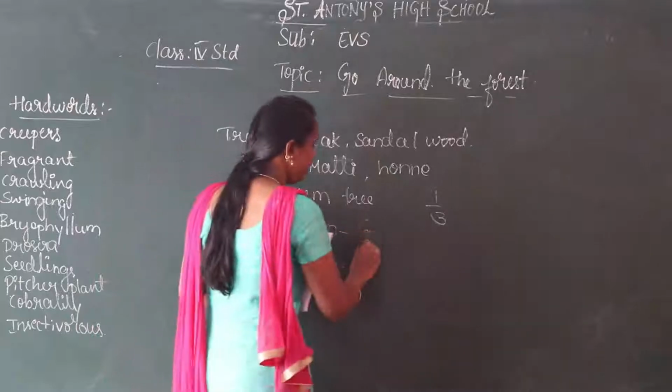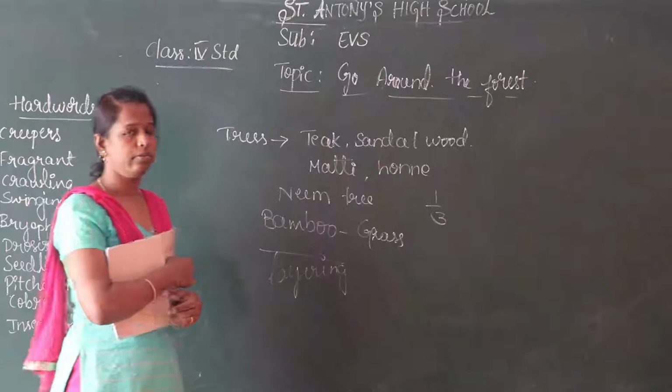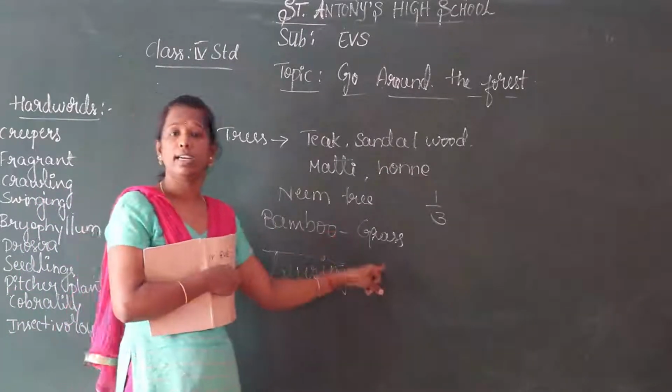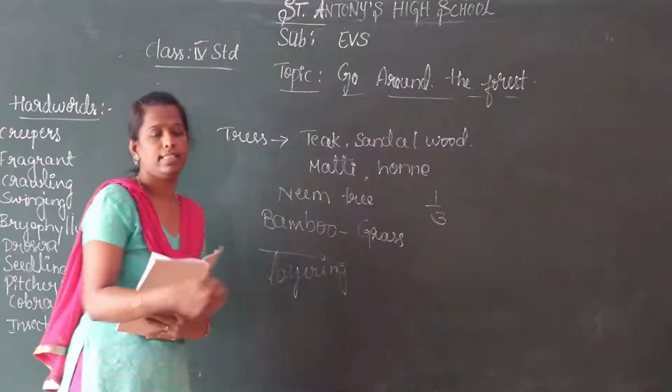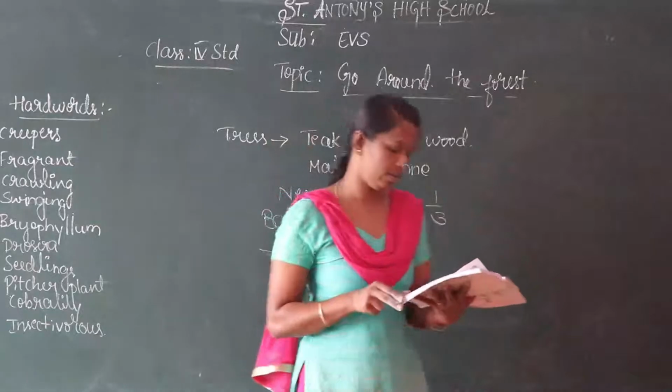So bamboo is called a grass. It is not a tree. Bamboo is not considered a tree. Bamboo is a grass. This is the largest grass in the world. Like that, you have to write at least 2 uses, okay.